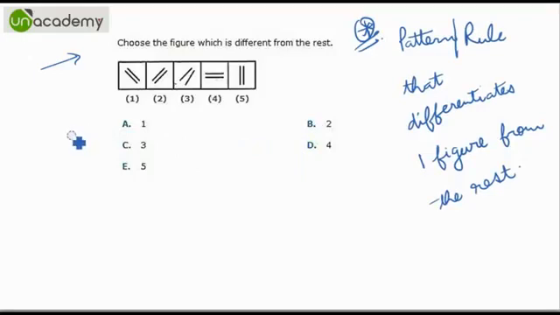So let us begin with this very easy example. We are given 5 problem figures and we have to find out one that is different from the others. We see that 1, 2, 4 and 5 all have parallel lines, but 3 does not have parallel lines, so 3 is different from them and that is the correct answer. It is that simple. Let us see more complex examples.